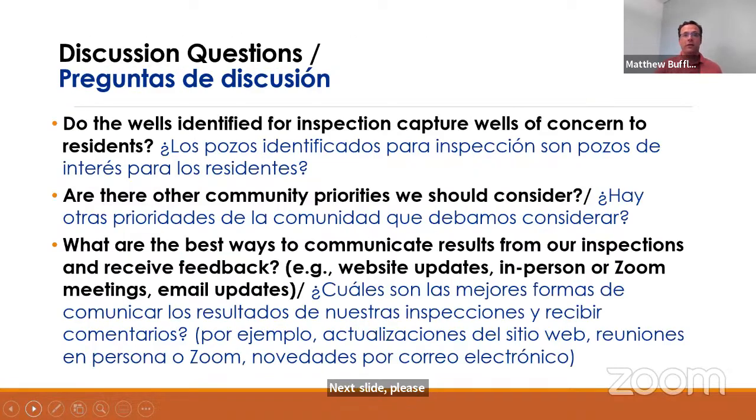One of the main reasons we're here today is that we would like to receive your input and discuss our proposed efforts, and your help in answering some questions that are key for us to have a successful methane task force effort. One of the questions is, do the wells we've identified for joint inspections capture the wells of concern for the residents? Are there other community priorities that we should consider? And then what are the best ways to communicate results from our inspections and receive feedback from you?